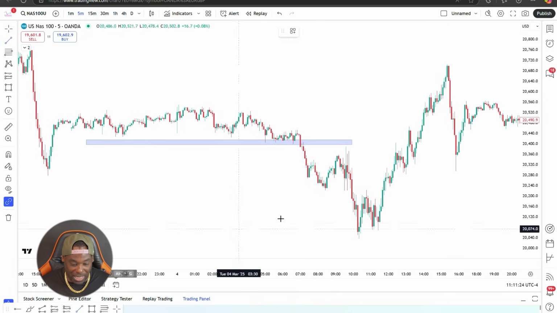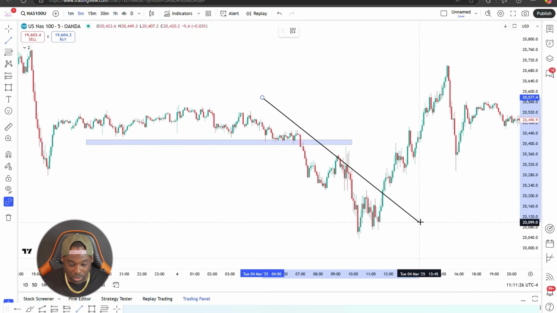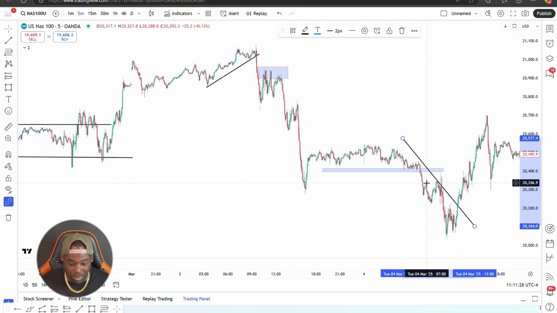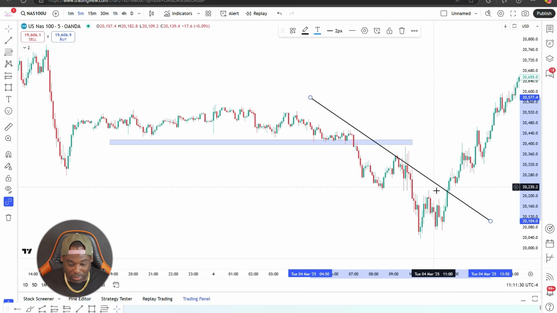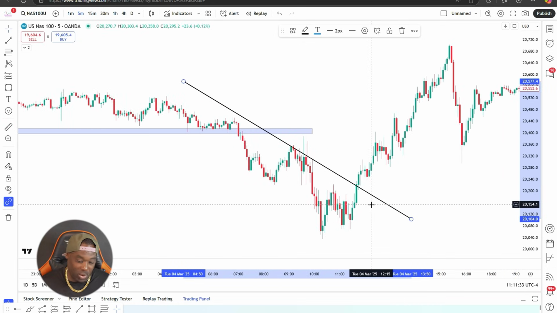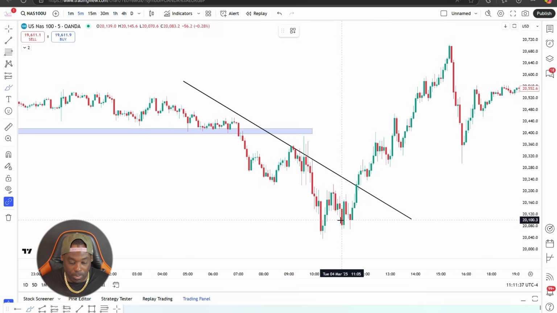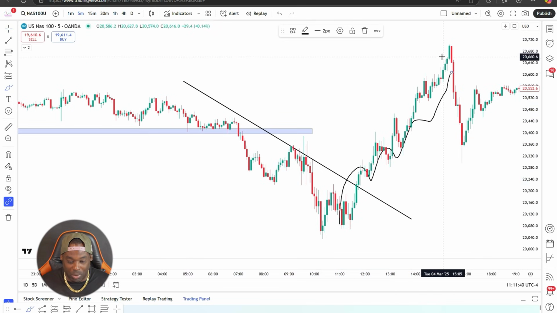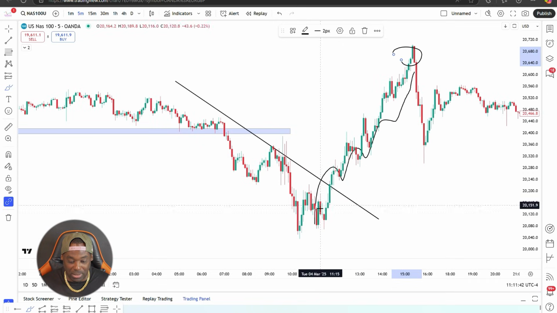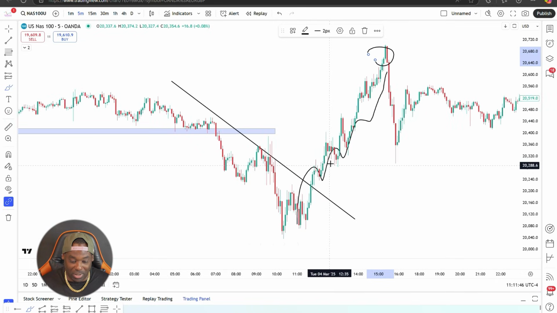Now, what do we have? We have a trend line. So the market is trending down, but all of a sudden it breaks this trend line right here. This is where I would say, okay, maybe the market is trying to reverse. So I will look for possible opportunities to the upside now since the market broke this trend line and it's trying to continue to go up.